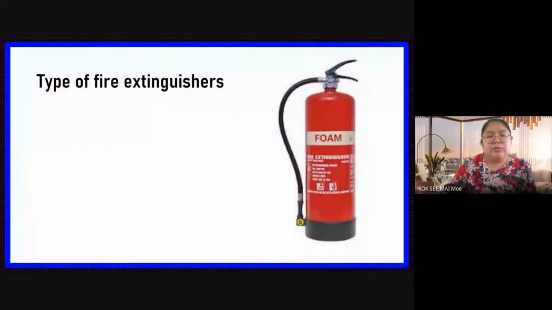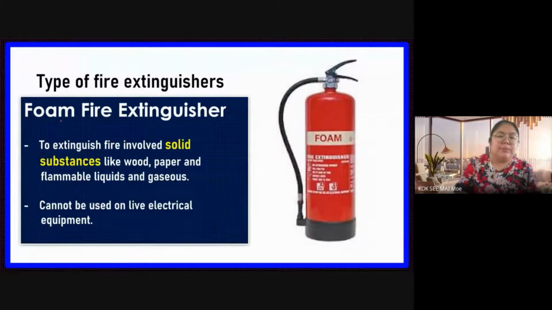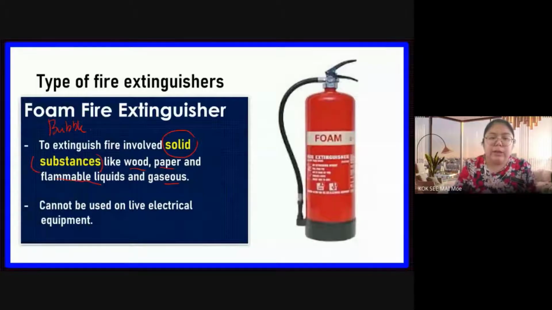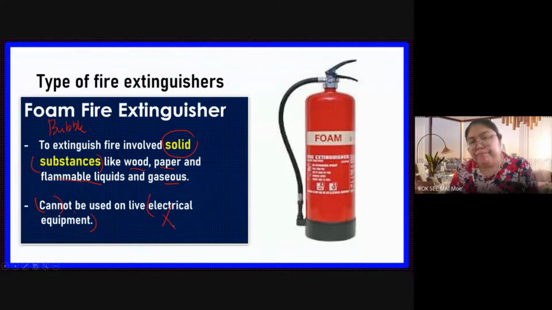Now we're going to see the introduction for the first one, foam. Foam is like bubbles, like when you wash clothes and foam comes out. This extinguishes fire involving solid substances, usually solid things like wood, paper, flammable liquid or gaseous. For these we can use the foam fire extinguisher. It cannot be used on live electrical equipment. Suddenly your plug burns, so you cannot use it. For electrical things we cannot use the foam. The rest is okay.